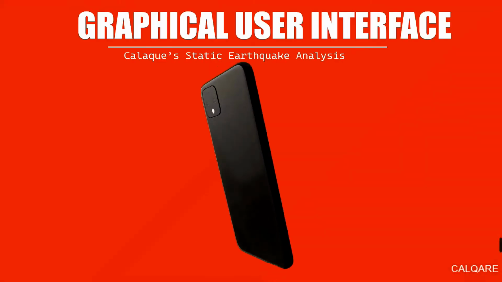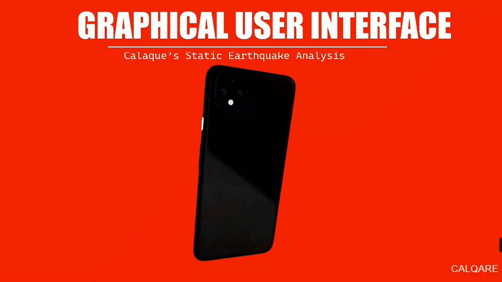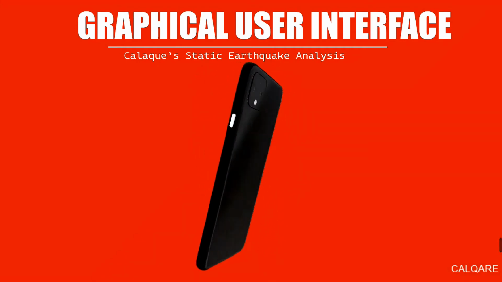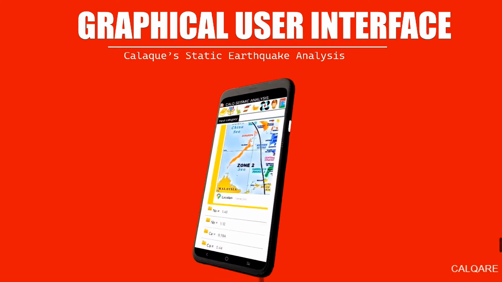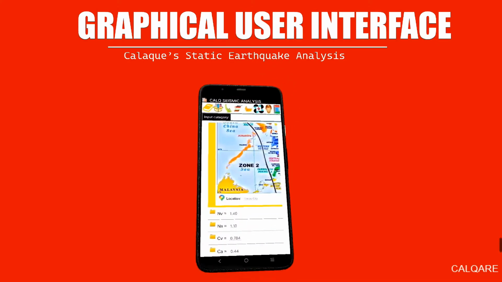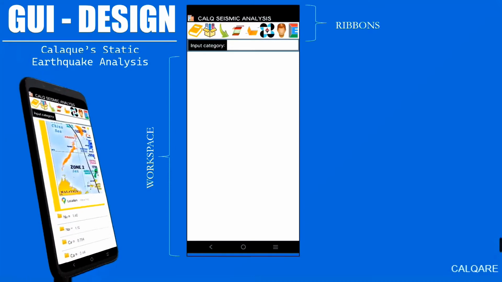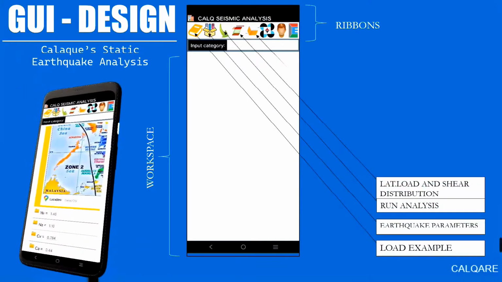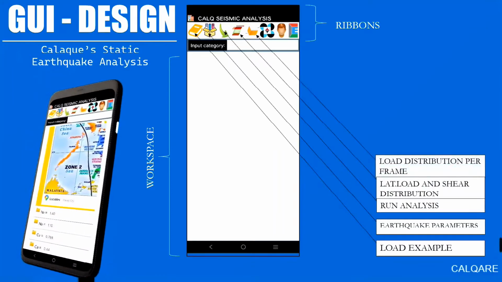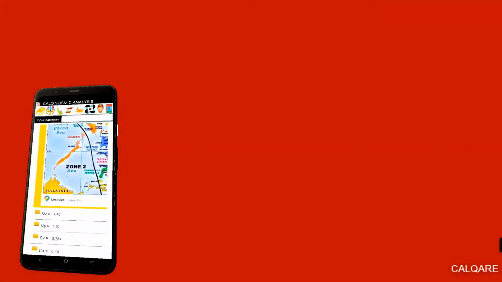The graphical user interface of CALQ SEISMIC is simple to use and follow, with only a few buttons and no sophisticated application architecture. The CALQ SEISMIC interface is designed to simplify your workflow. The graphical user interface of the software is shown here. This includes load example, earthquake parameters, run analysis, lateral load and shear distribution, load distribution per frame, fault finder, about the developer and developers page.